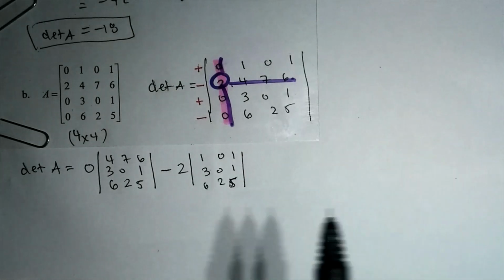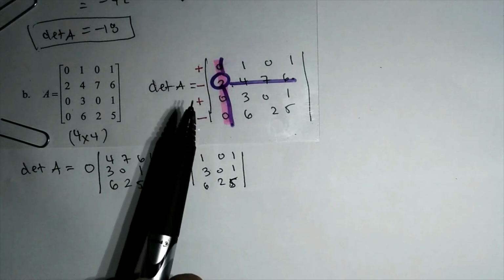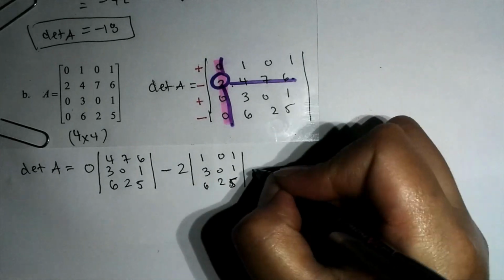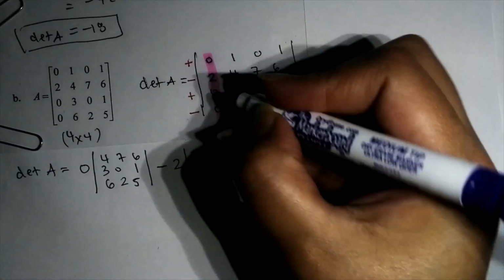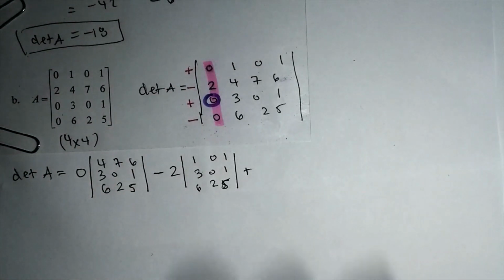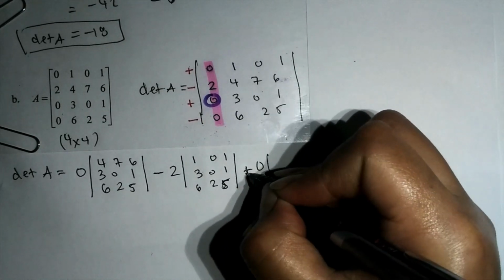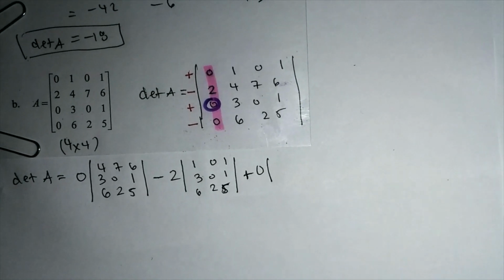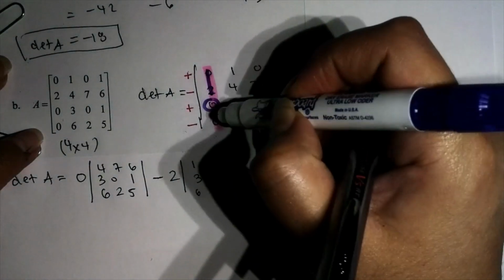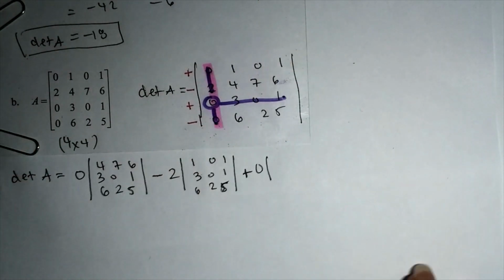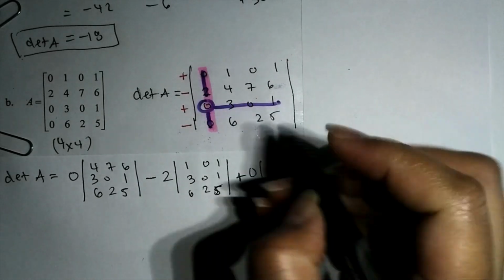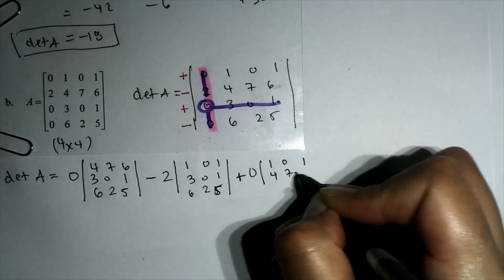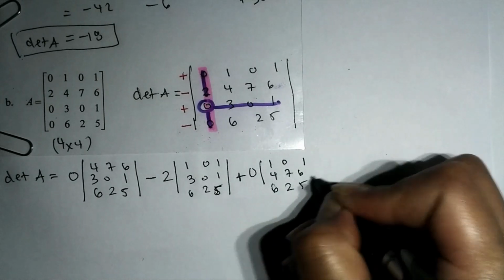Fantastic. Okay, so then we have plus the next entry. Let me go ahead and erase this. Let me circle that third element in the column. Cool. So it's going to be plus 0 times the determinant formed by the leftover entries when we cross out the corresponding row and column. So we cross out the row and column, and that will give us the 3 by 3 matrix. So row 1 will be 1 0 1, row 2 4 7 6, row 3 will be 6 2 5.